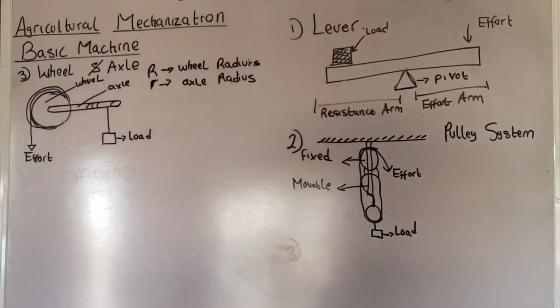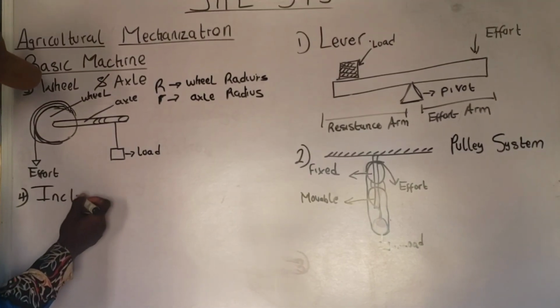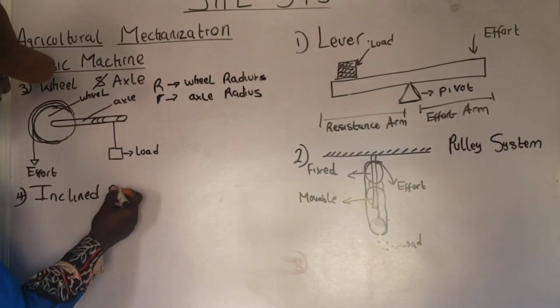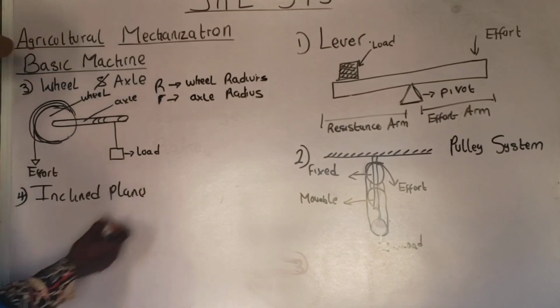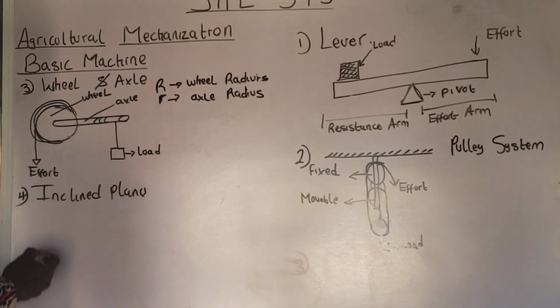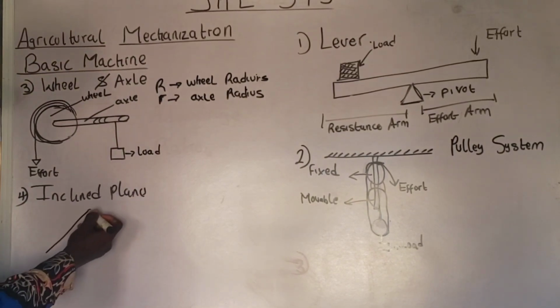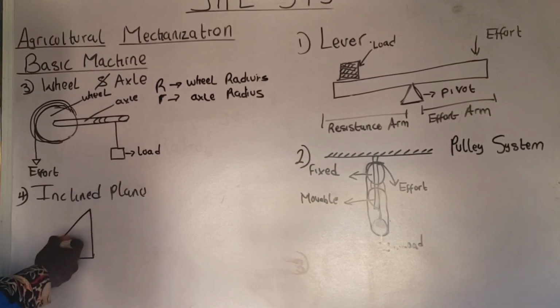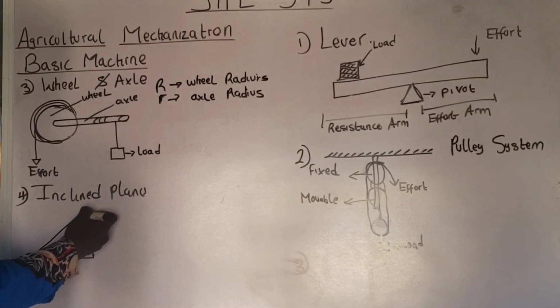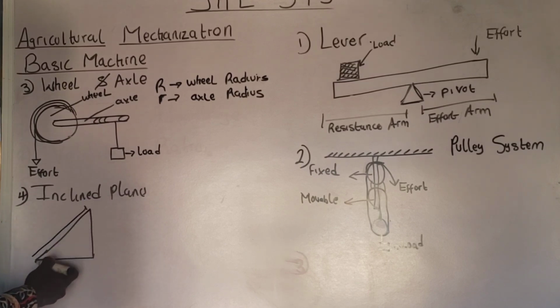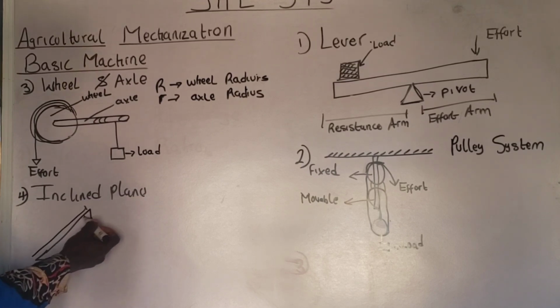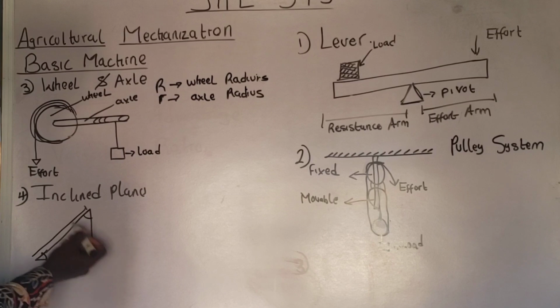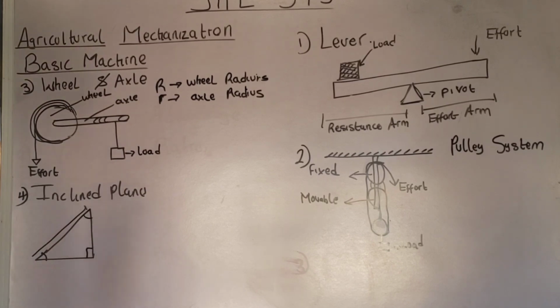Another basic machine that we're going to talk about after the wheel and axle is the inclined plane. This is how the inclined plane looks. It looks like a right angle triangle, where we have this smooth surface here, and we have an angle here, an angle here also, and an angle here. This is the shape of the inclined plane.